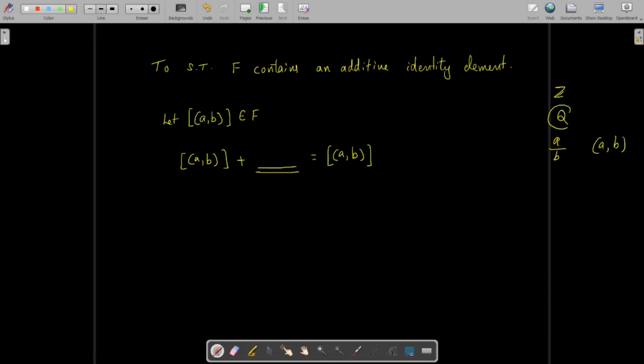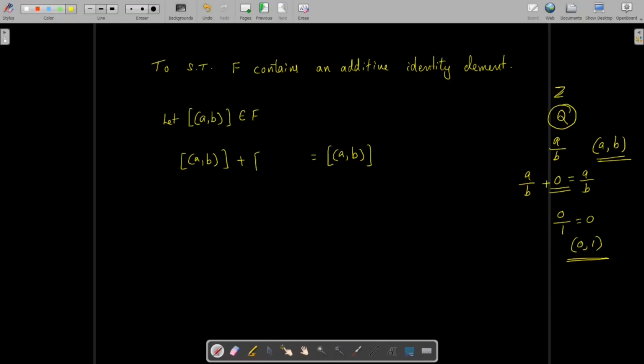And what will be the additive identity element in Q? You know that 0 is the additive identity element in the set of all rational numbers, because if we take any rational number a by b, plus 0 again gives us a by b. But we have to express this 0 as an ordered pair (a, b). And what will be the ordered pair corresponding to 0? We can consider 0 by 1. 0 by 1 is actually equal to 0 and it can be denoted as (0, 1). So let us check whether the equivalence class of (0, 1) becomes the additive identity element in F.